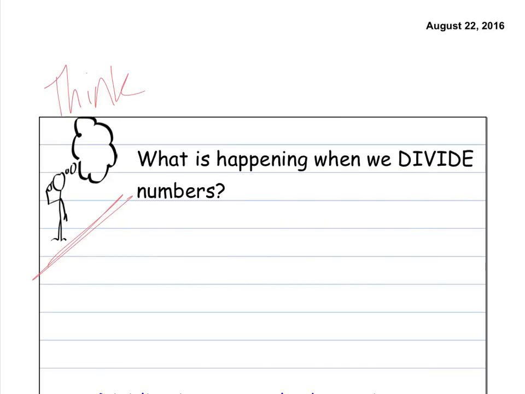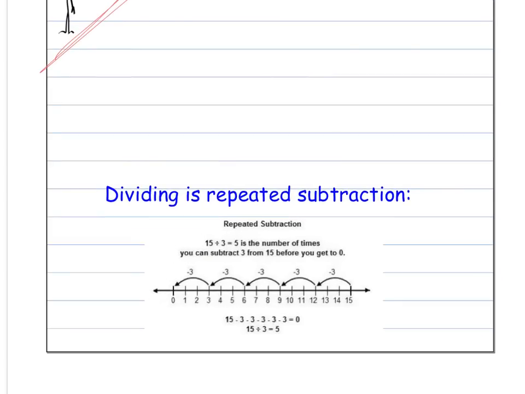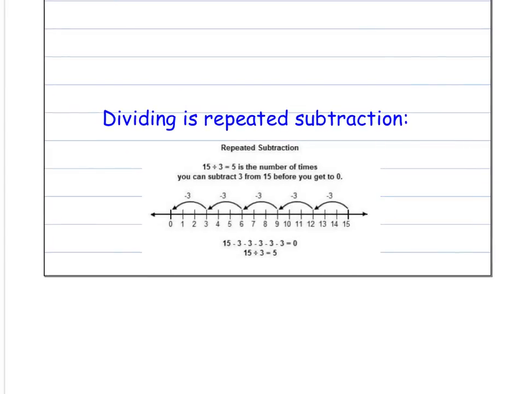Well, if multiplication and division are opposites, and addition and subtraction are kind of those inverse operations, then we can assume and remember that dividing is really repeated subtraction. Repeated subtraction is really asking how many times or how many groups fit into something. So it's like multiplication, but the inverse operation, or the opposite.